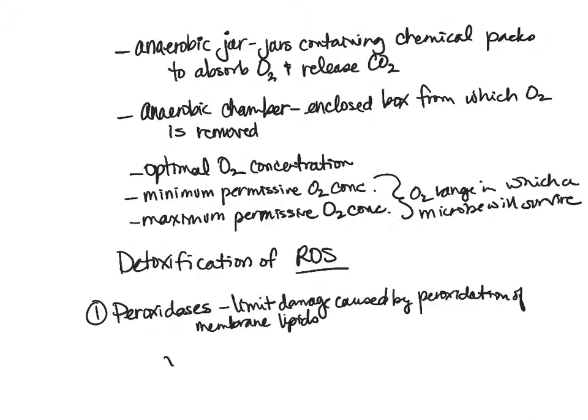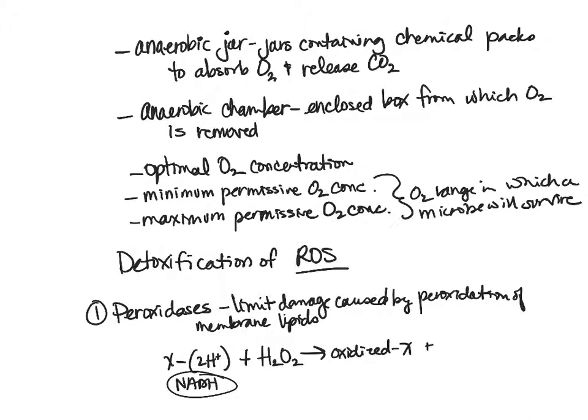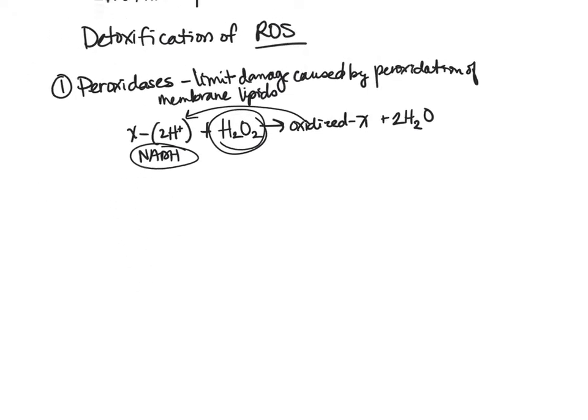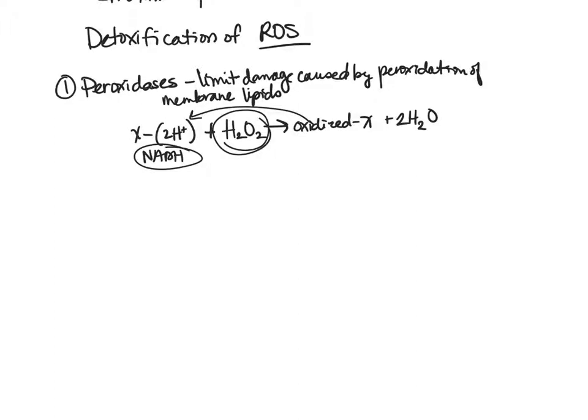So we have a molecule which is something like this, but it's typically NADH. And then this is going to react with our hydrogen peroxide, and this is going to then go to an oxidized version of this molecule here, plus 2 water molecules. So we have just an oxidized version of NADH, and then we end up with 2 water molecules. So we've effectively gotten rid of this hydrogen peroxide that, again, can be bouncing around our bodies, trying to grab onto other electrons, causing problems.